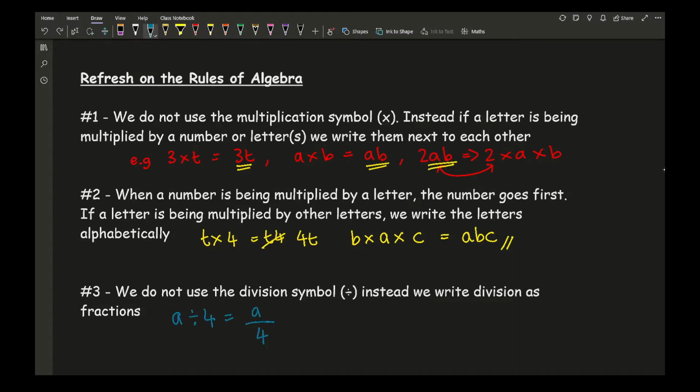So the first thing that gets mentioned goes on the top of the fraction, and whatever gets mentioned after the division symbol goes below. So here, if I had, let's say, t divided by s, then that would be t over s, etc.